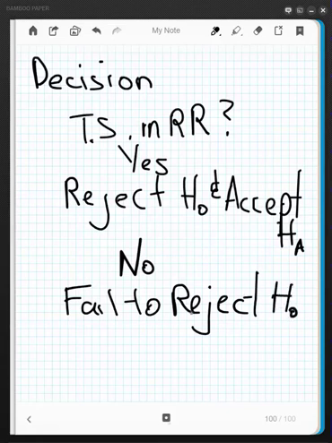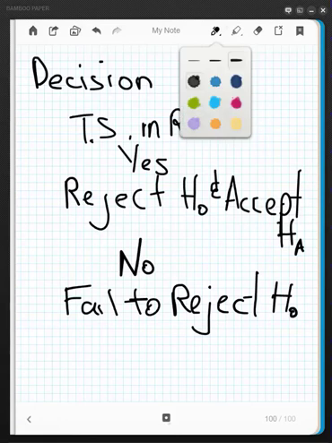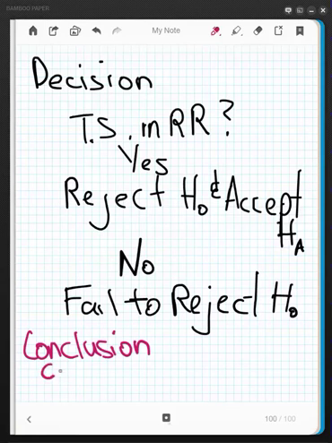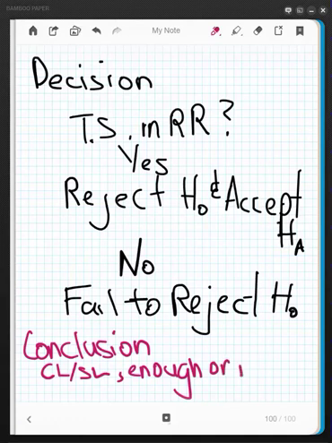You must tell me one of these two conclusions. If you tell me anything else, I'm probably not going to give you full credit. Those are the two acceptable ones. And finally, what I want you to be able to do is make a conclusion. And remember the conclusions, I want 3 particular parts to that. I want your confidence level or your significance level. I want enough evidence or not enough evidence, and that refers back to whether you can reject or not.